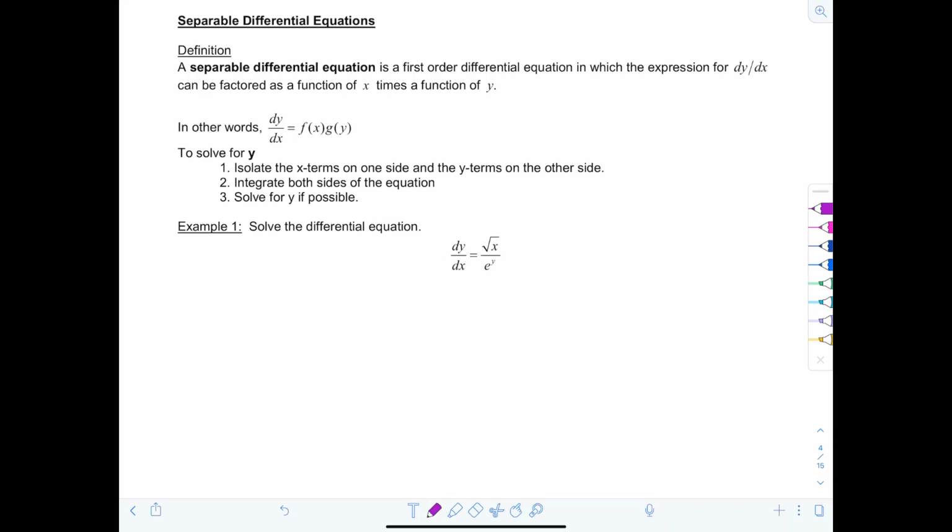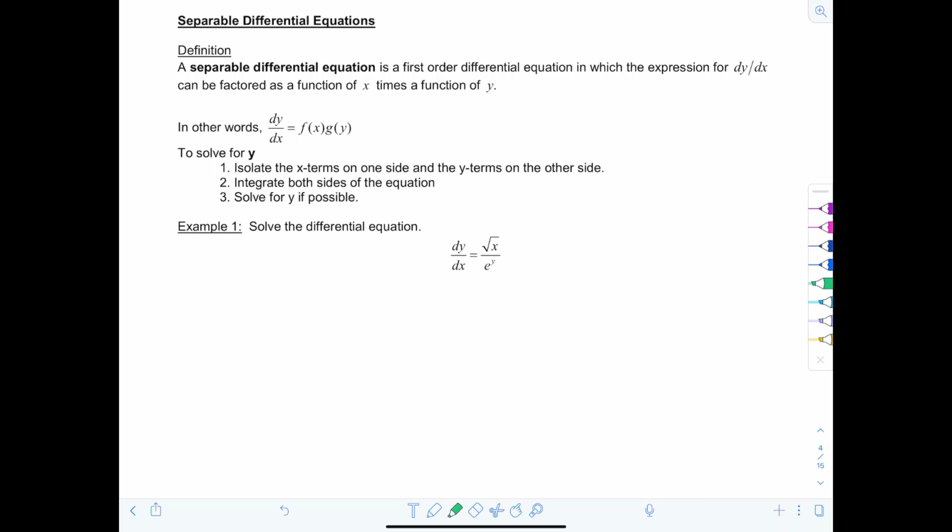Calculus 2 video lecture number 12 on separable differential equations. So in the previous lesson, we went over what differential equations were and how to verify that certain equations were solutions to them. Now we're going to look at how to find solutions to a particular kind of differential equation, and that's a separable differential equation.